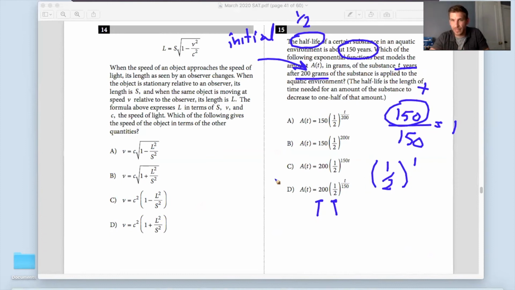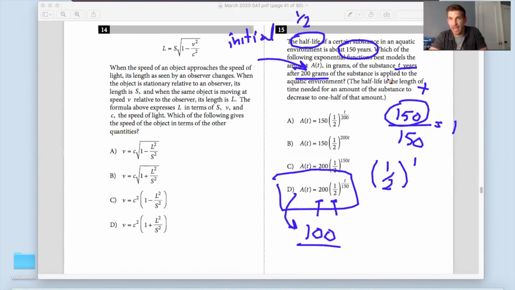So I'm liking D, right? And the reason I'm liking D is because that is my initial amount, and my 150 over my 150, if I put this as my actual time or my increment here, then that would simplify to be 1. And if this is 1, then it's 200 times 1/2, which would give me exactly 100, which is the half-life. Right? And that's the half-life is the length of the time needed for an amount of substance to decrease. If you plug in numbers in any other one of these, they won't work.